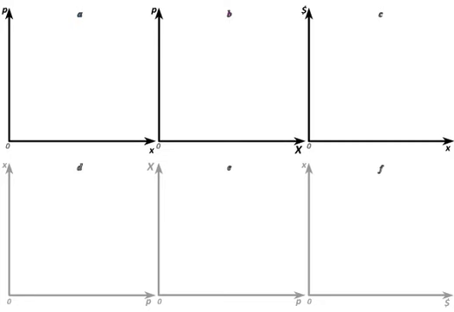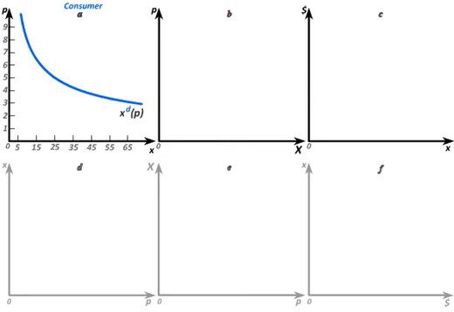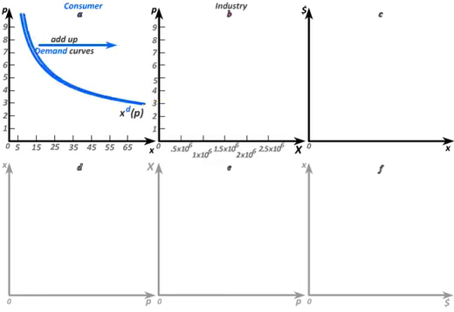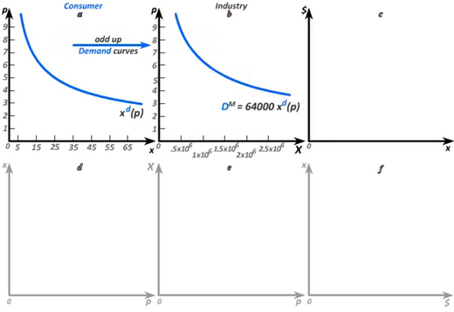This set of graphs illustrates graphically what we calculate mathematically in the text using particular functional forms. We begin with the demand curve that arises from the demand function x d of p. The demand curve is actually the inverse of this function, since price appears on the vertical axis and output on the horizontal. Adding these demand curves up across the 64,000 consumers, we get the market demand curve in the industry.